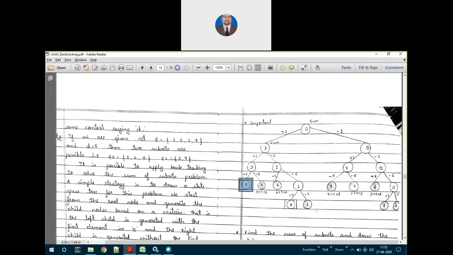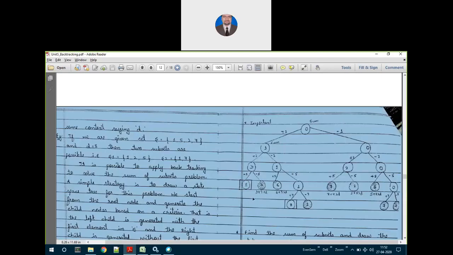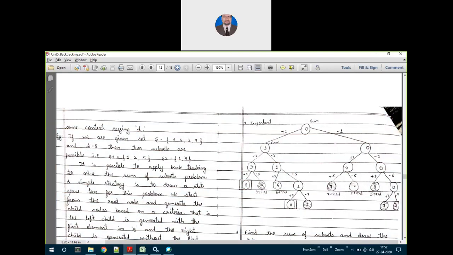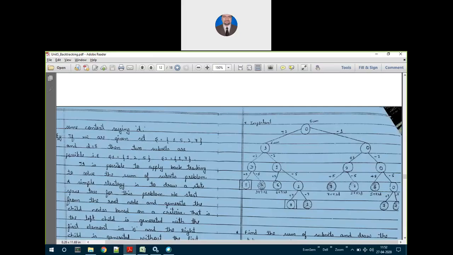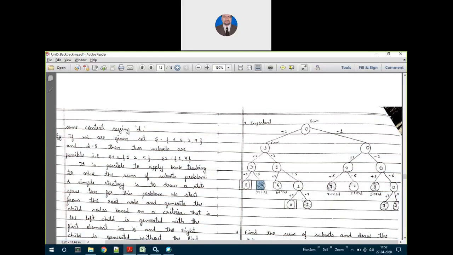Like this, wherever you find a leaf node with value 8, it gives us a solution. Wherever the leaf node is not 8, whether it is less or more, those are called non-solutions. We have the dead end, so this is one of the dead ends, and all these grayed out nodes are dead ends.